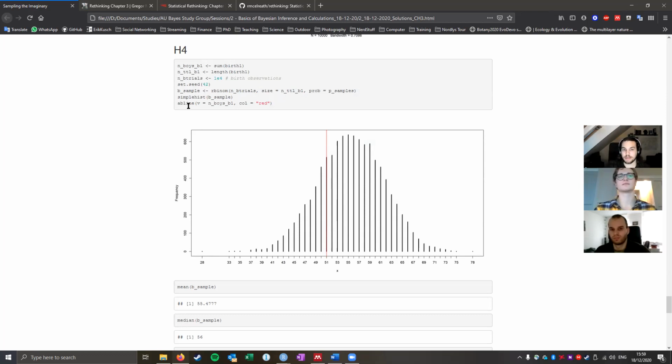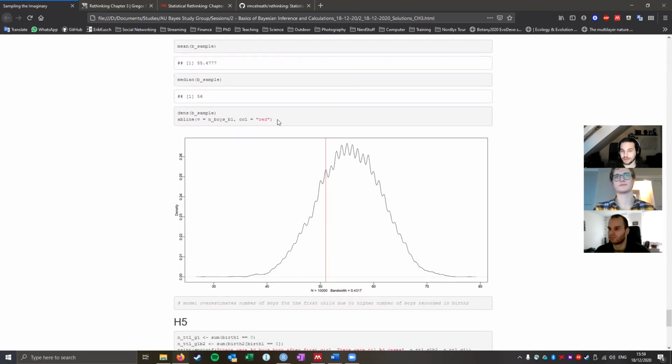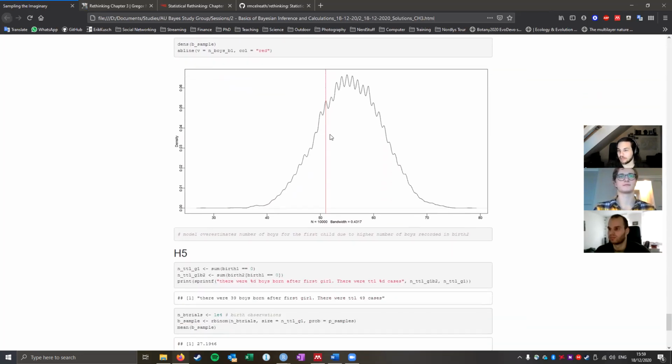Drawing a simple hist, putting my line in here for where I actually observed data, and suddenly it seems to overpredict the number of boys. So this is what our model would predict. This is what we actually observed. And if we use the dense function here, we can see that the model clearly overestimates the number of boys in the first child due to a higher number of boys recorded in birth number 2.